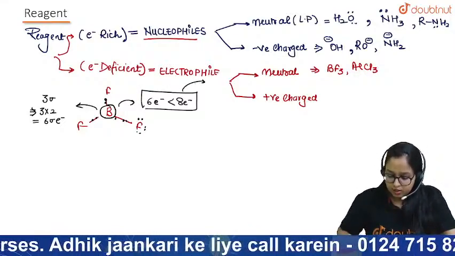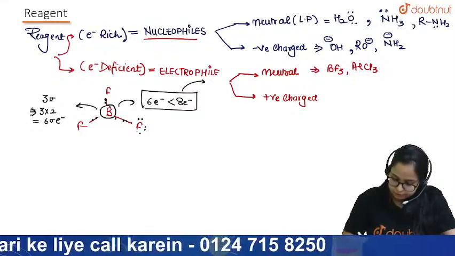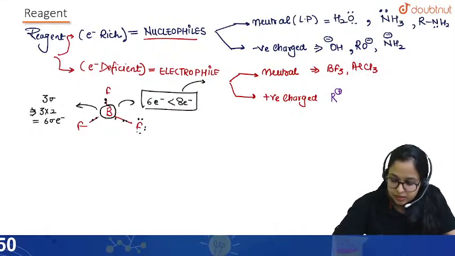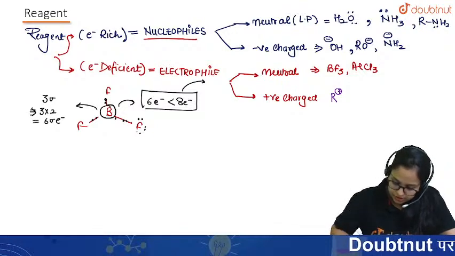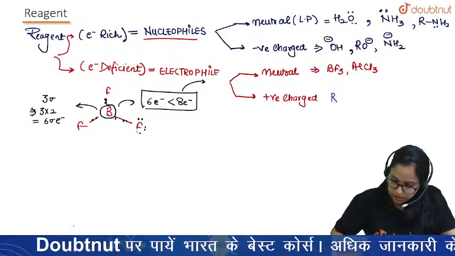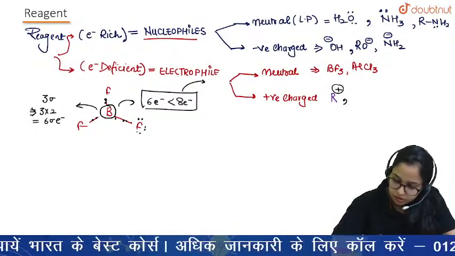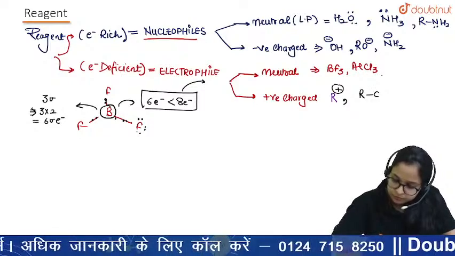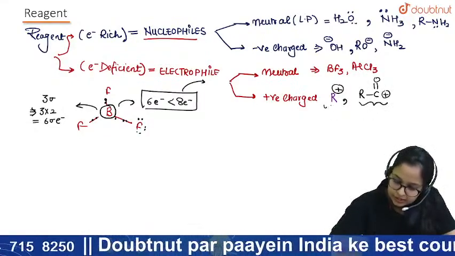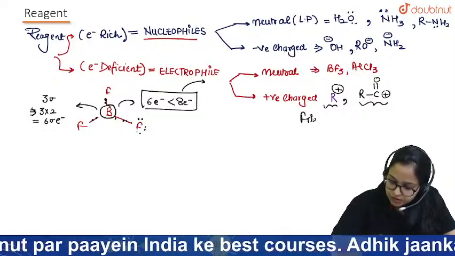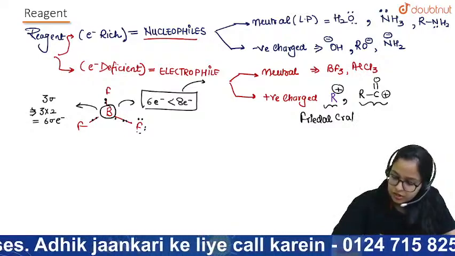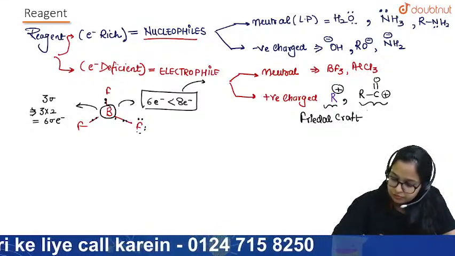Also, positively charged electrophiles are your normal R positive. If it attacks, it acts as a positively charged electrophile, right? We have RCO positive, the acylium ion. They will be commonly seen in Friedel-Crafts reactions. We'll see the formation of electrophiles in Friedel-Crafts alkylation and Friedel-Crafts acylation.